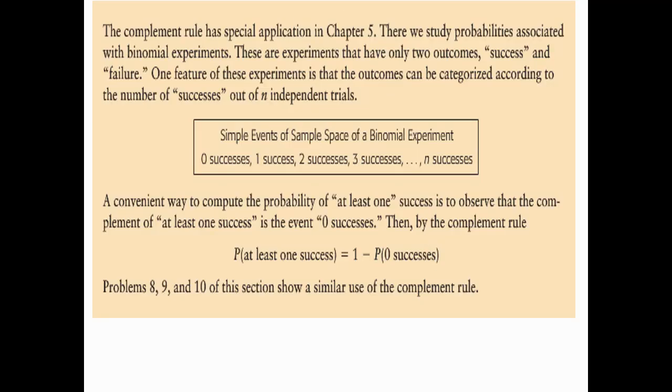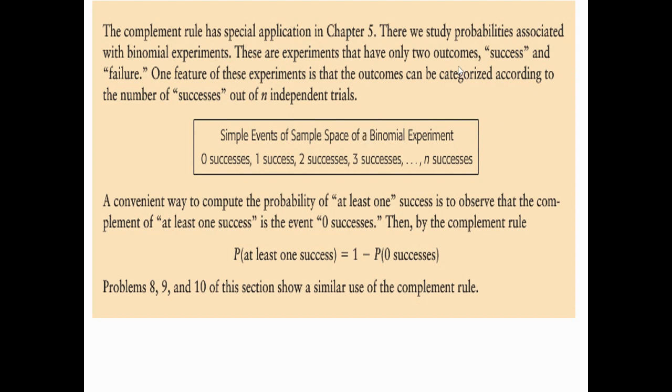All right. This set of problems makes use of the complement rule. What he tells us is that we're going to really study this in chapter 5, which we're not there yet. But there we'll study probabilities associated with what's called binomial experiments. Binomial experiments have two outcomes, a success and a failure. One feature of these experiments is that the outcomes can be categorized by the number of successes out of independent trials. If you have a simple event in a sample space, you could have 0, 1, 2, 3, 4, all the way up to n successes.